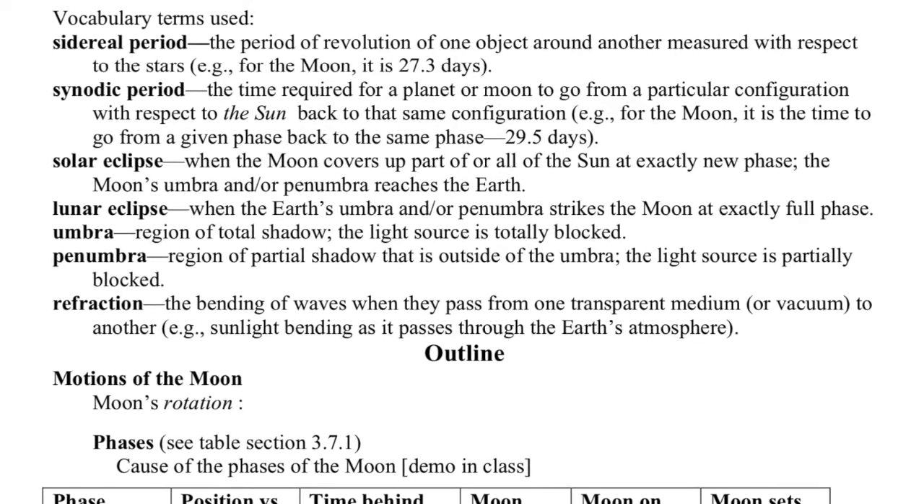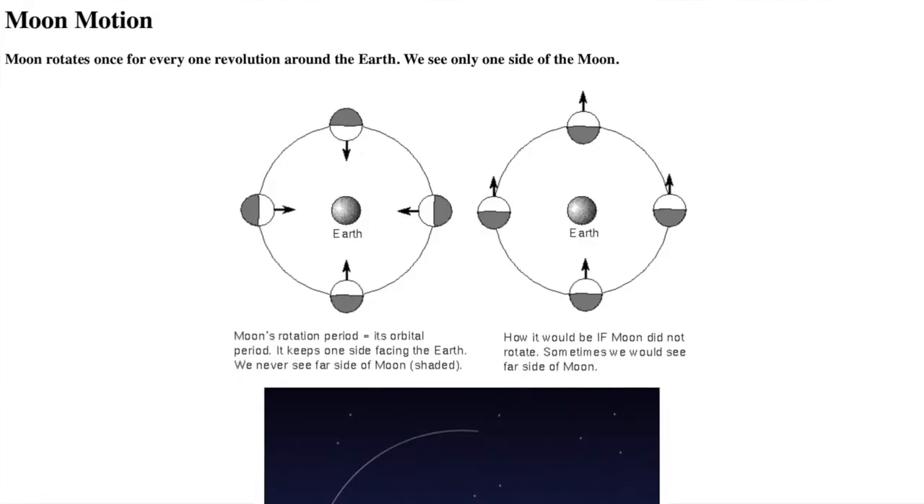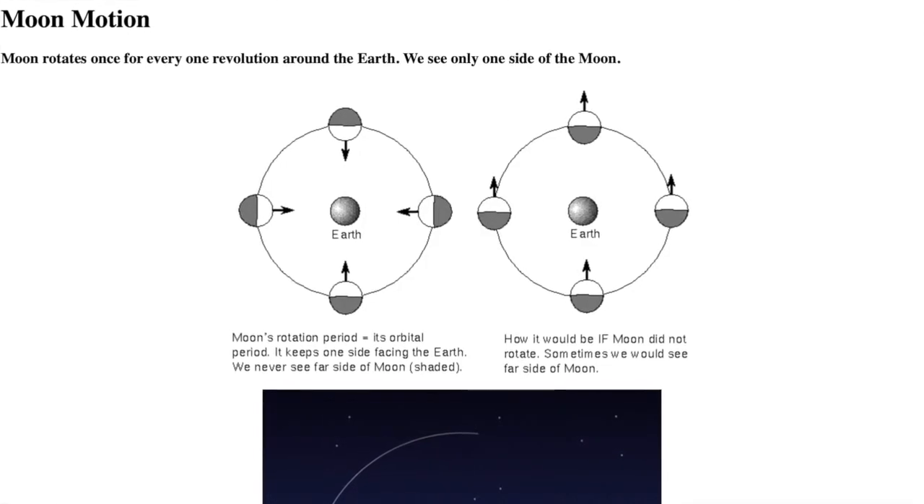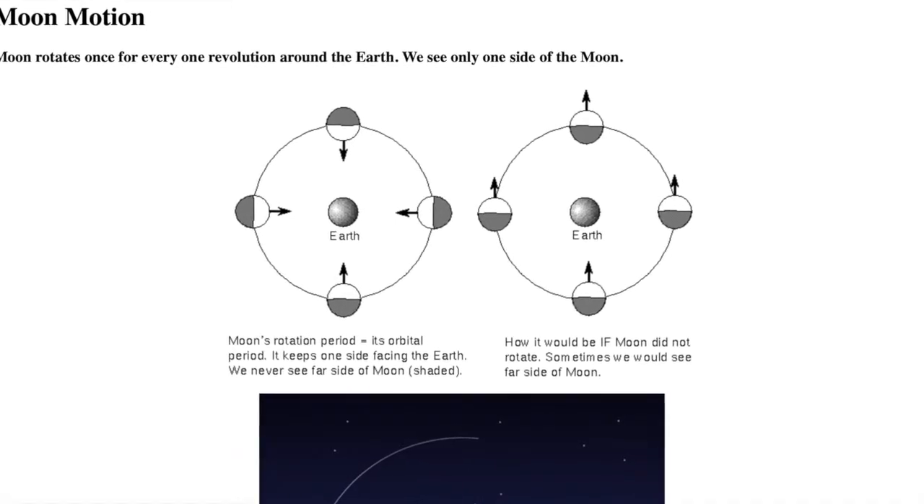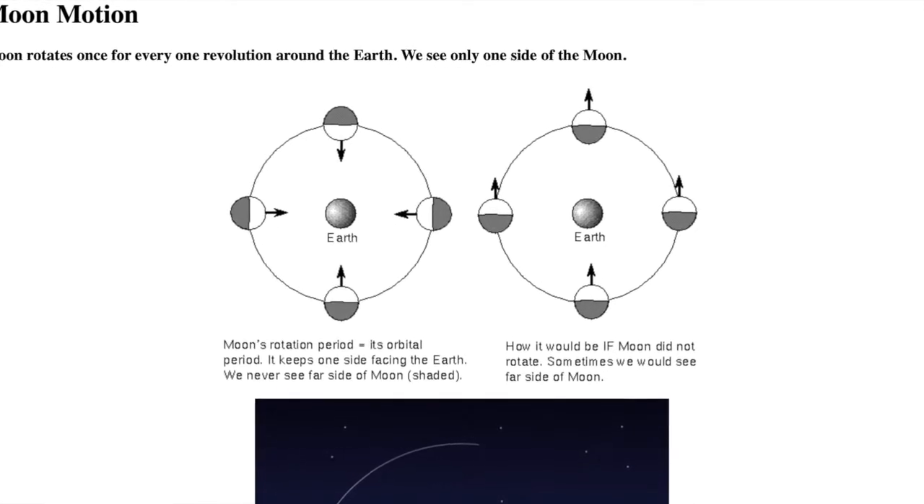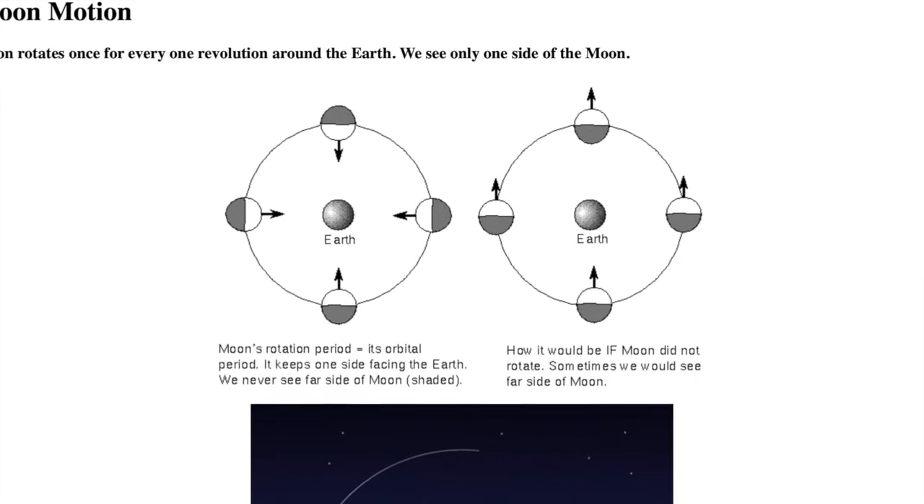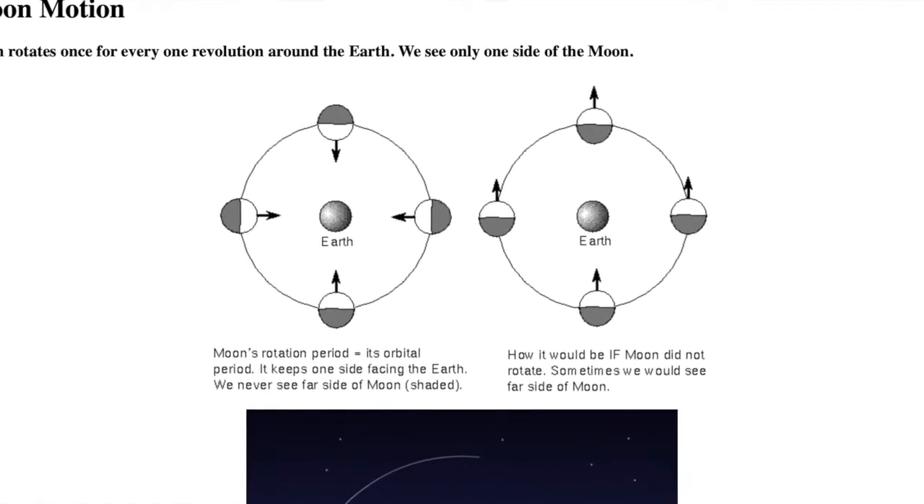The last 5 vocabulary terms have to do with eclipses. The first moon motion we'll look at is the moon spinning on its axis. The moon spins or rotates once on its axis for every 1 orbit or revolution around the Earth. That is why we see only one side of the moon facing the Earth.